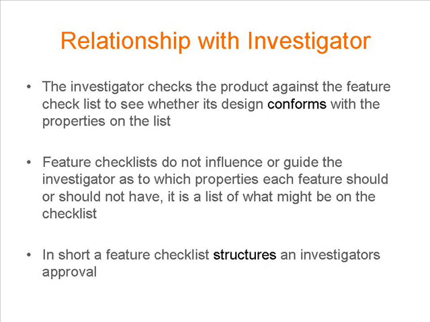The relationship the feature checklist has with the investigator is highly important. The investigator checks the product against the feature checklist to see whether its design conforms with the properties on the list. Feature checklists do not influence or guide the investigator as to which properties each feature should or should not have. It is a list of what might be on the checklist. In short, a feature checklist structures an investigator's approval.